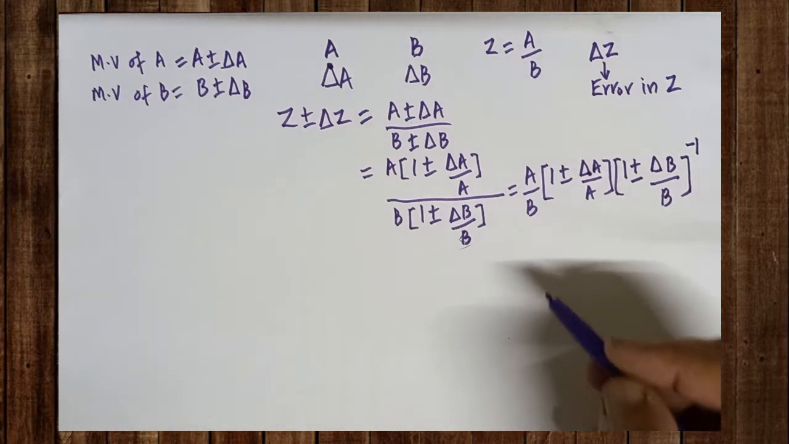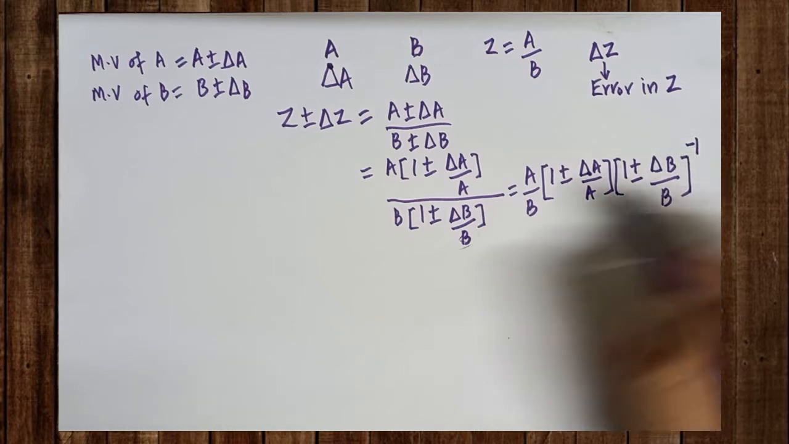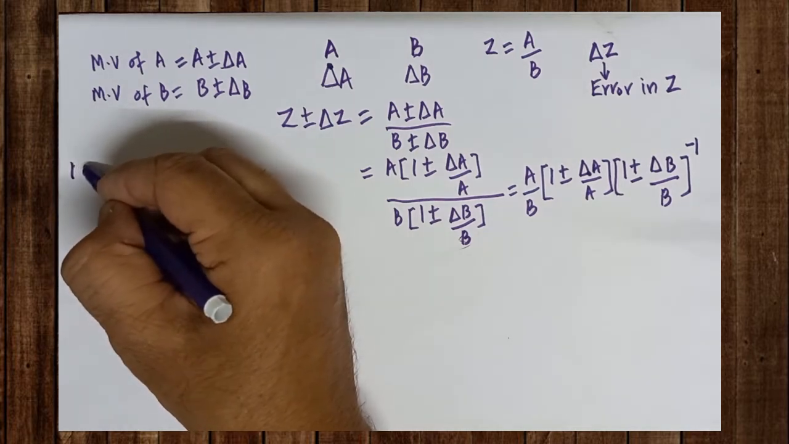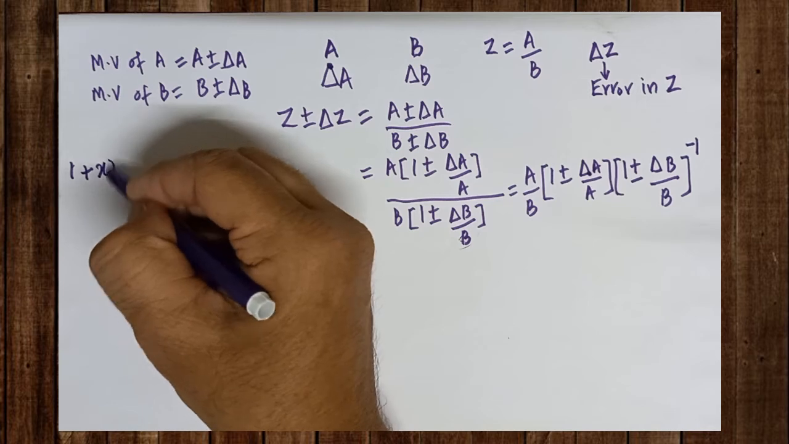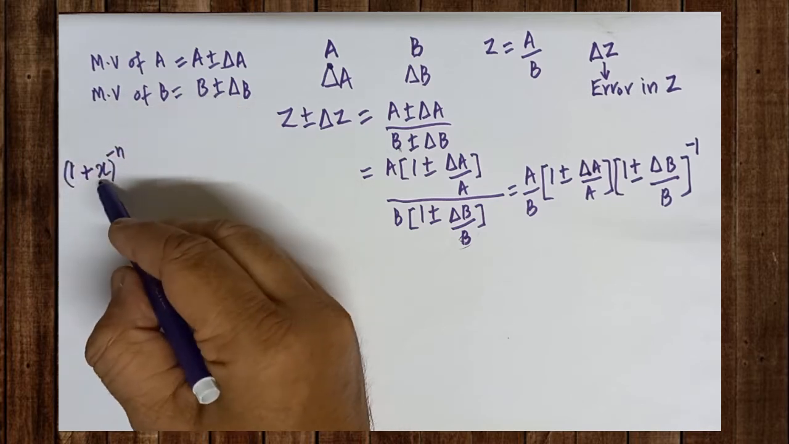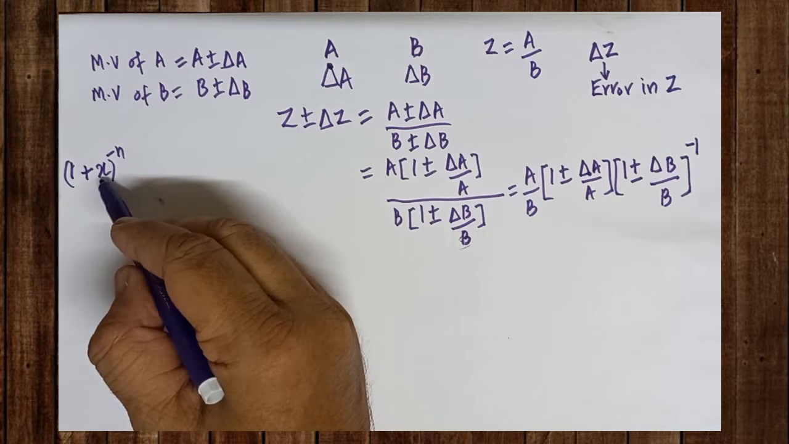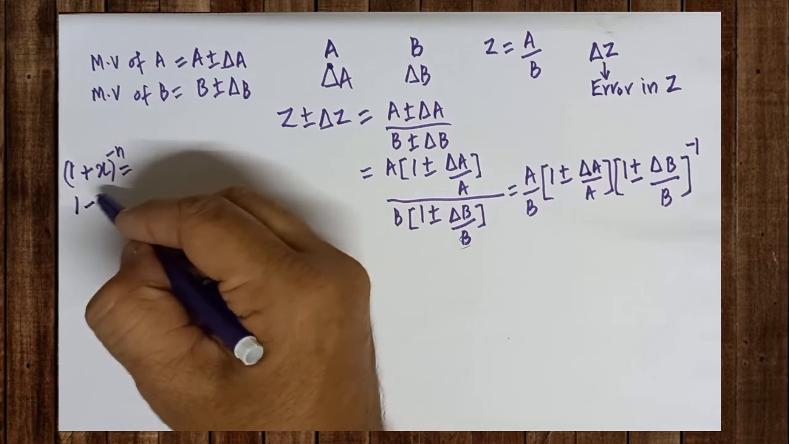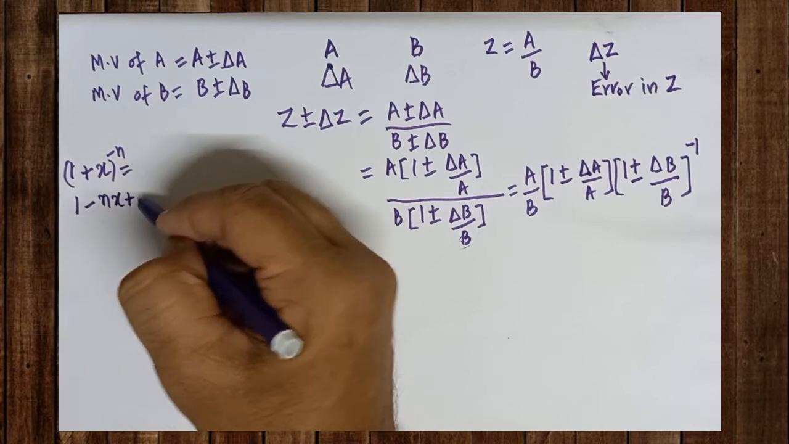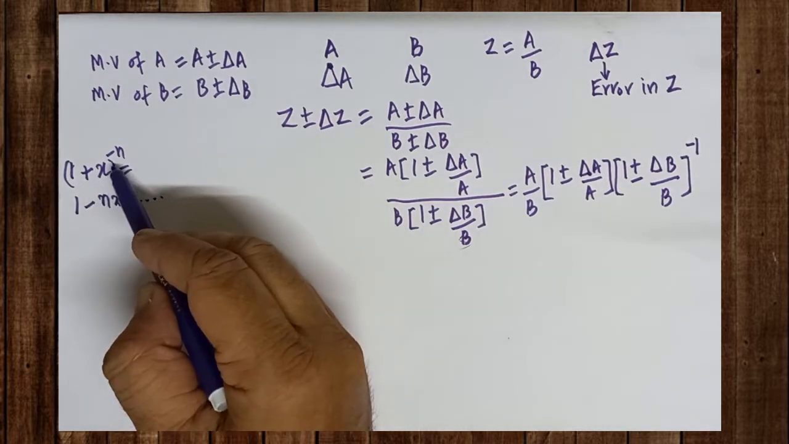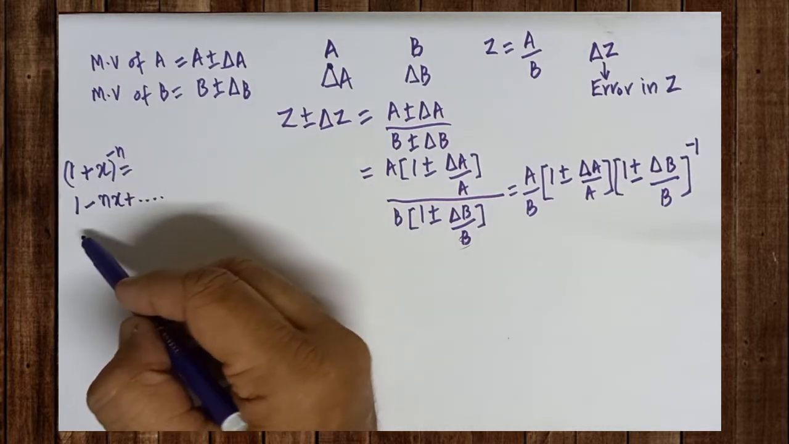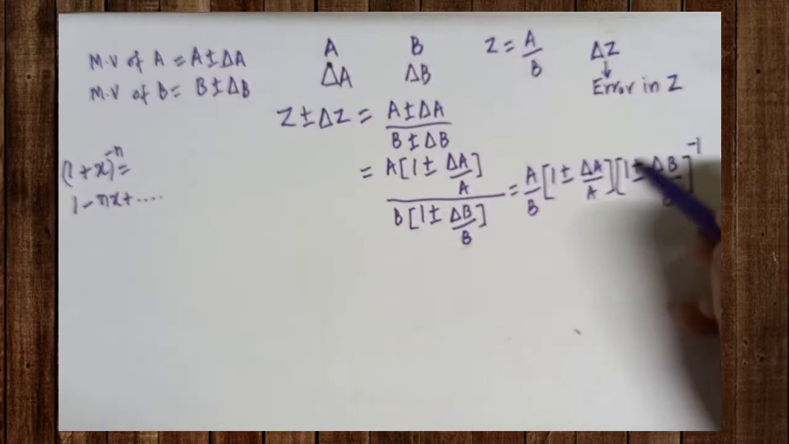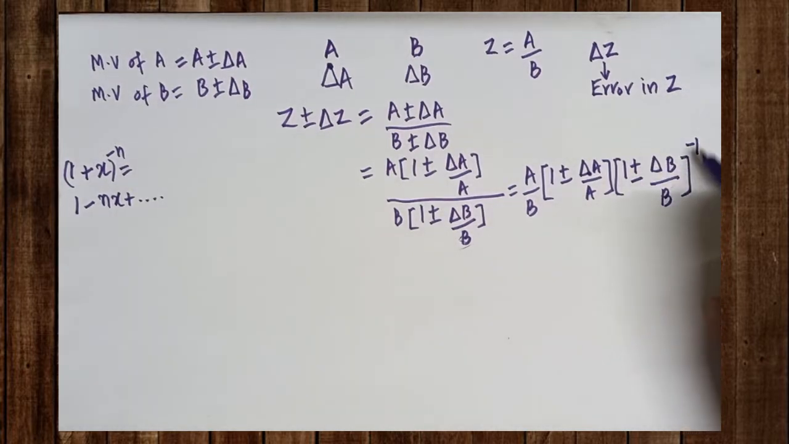Understood? Now here we have to use the binomial theorem. As per the binomial theorem, one formula is there: 1 plus x power of minus n. This is one of the formulas used to find the binomial expansion. It is equal to 1 minus nx, after that the higher powers can be neglected. So 1 plus x power of minus n can be written as 1 minus nx plus dot dot dot. By using this equation, this part can be expanded.